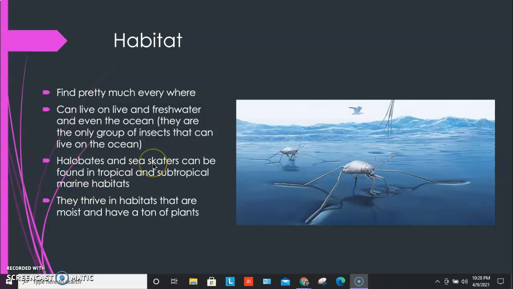And they mainly thrive in habitats that are moist and have tons of plants. Heck, they even like gardens. They're usually great pest control too. I'll explain that near the end of the presentation. That's mainly why I love, well, mainly assassin bugs, because they're great for pest control.